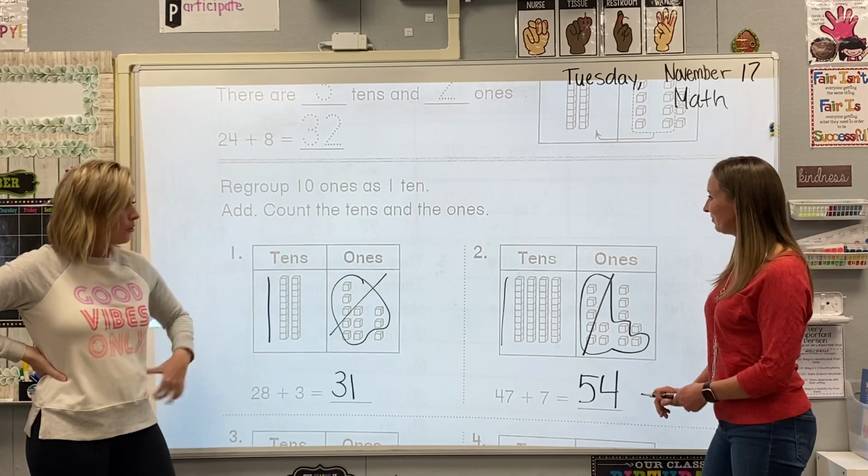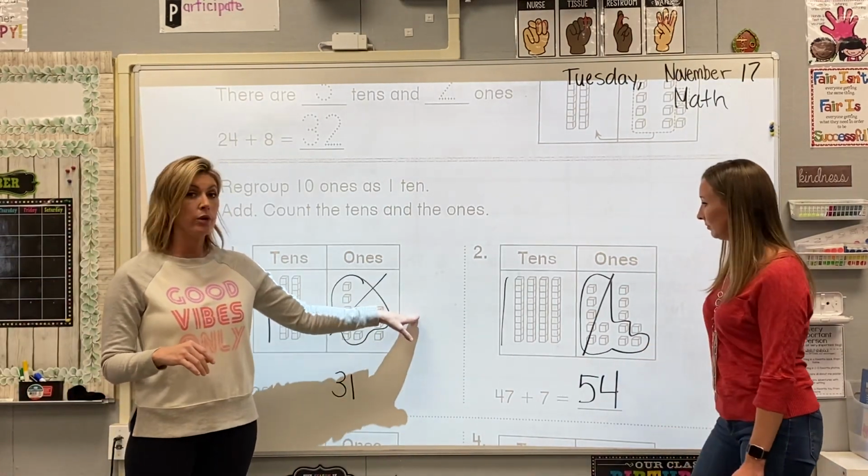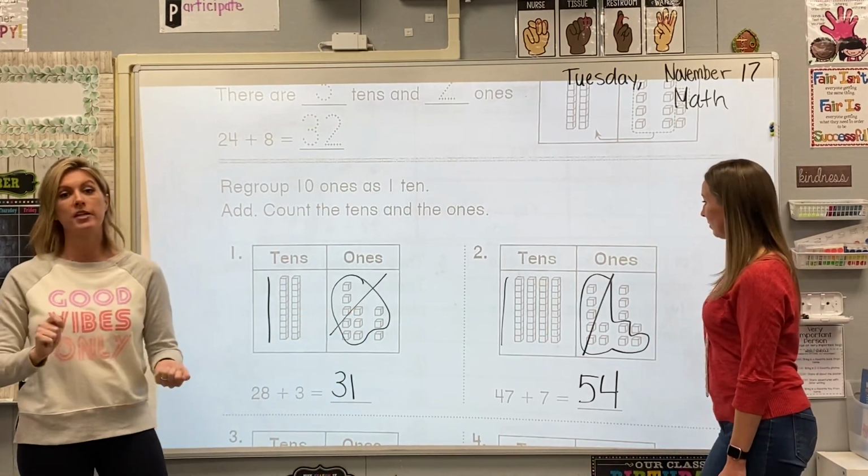So we want you guys to do those bottom 2 problems on this page the exact same way Miss Marquardt and I did 1 and 2. You guys can definitely do that while I turn over the page and show you what to do on the back.